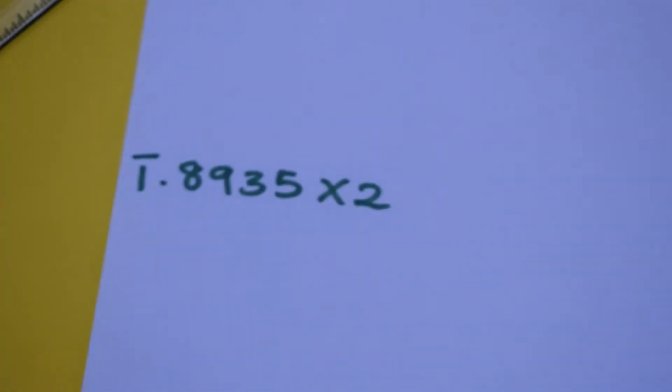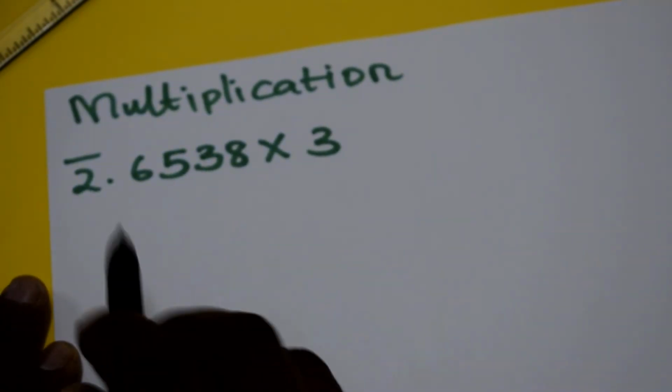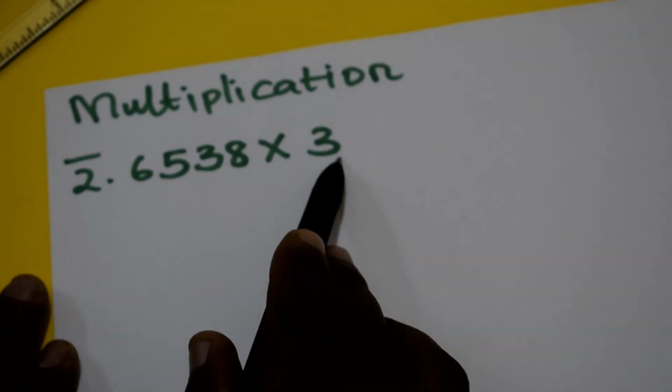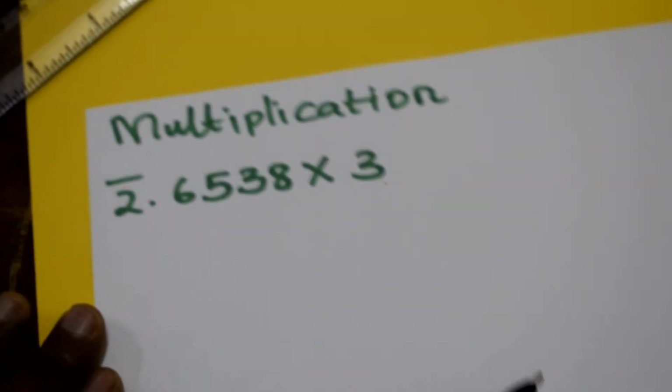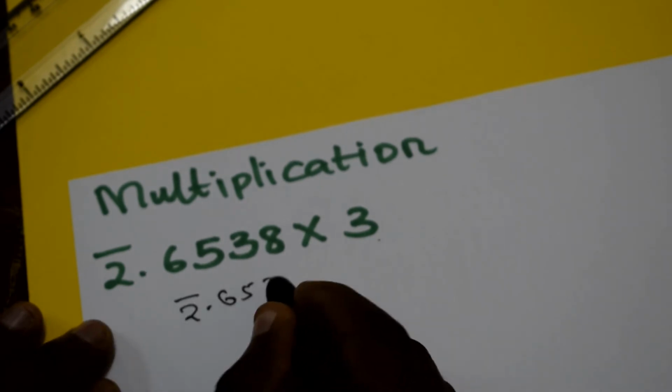The next thing is how do we multiply logs. A log can be multiplied, and I'm going to use these examples. So bar 2.6538 multiplied by 3. You can decide to have it as this, bar 2.6538.